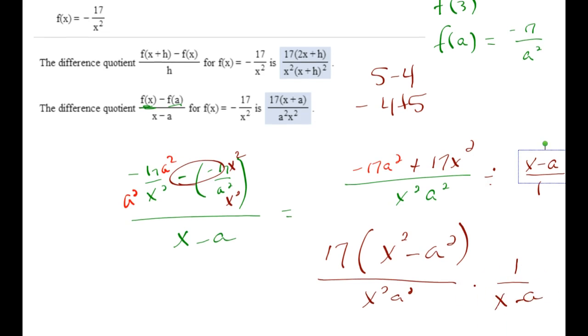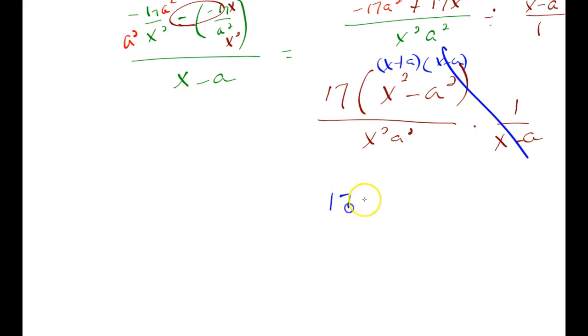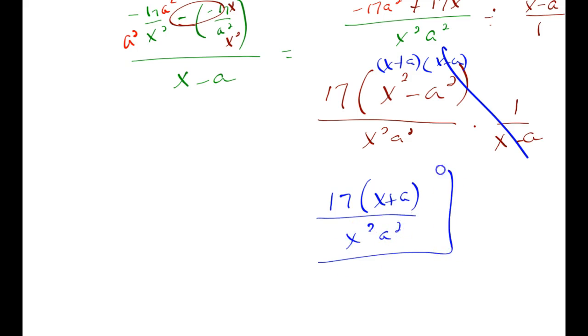And I think I see something here. If I were to factor the difference of two squares here, this is x plus a and x minus a, I think one of those is going to cancel. So perhaps I'm getting close to the final solution. Check that with the author.